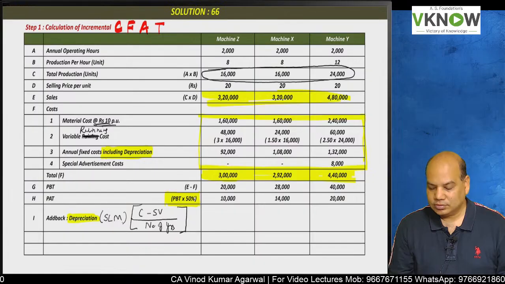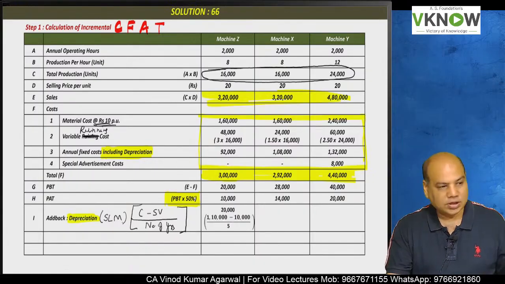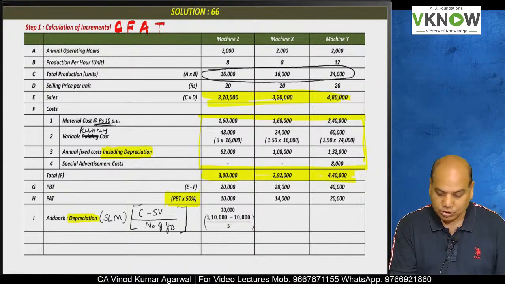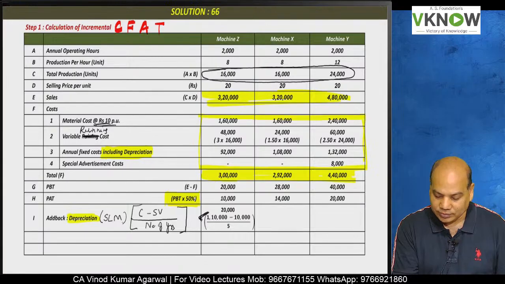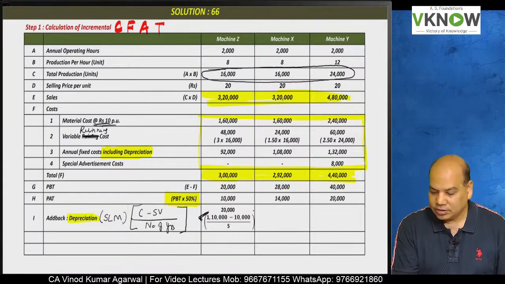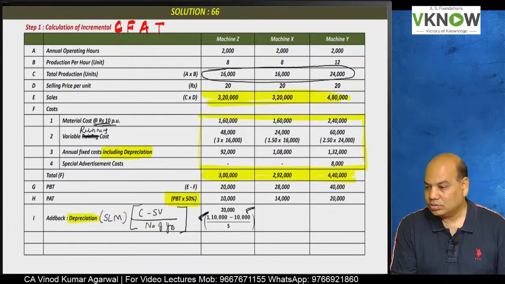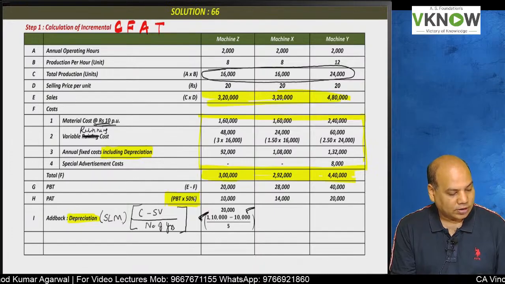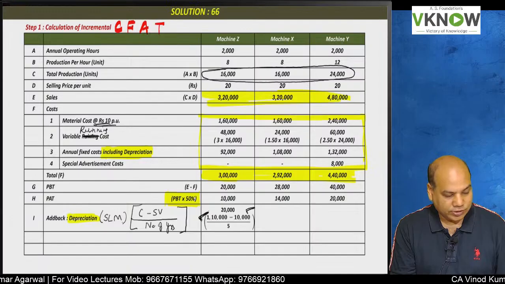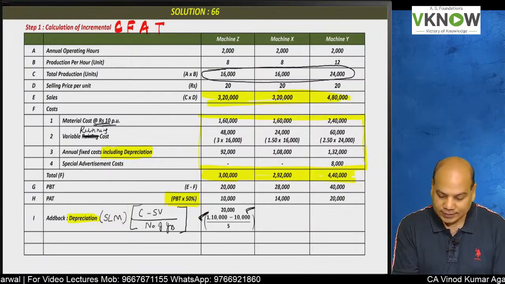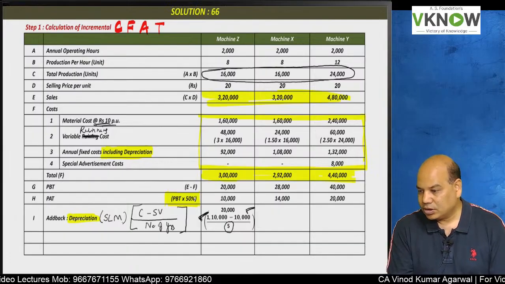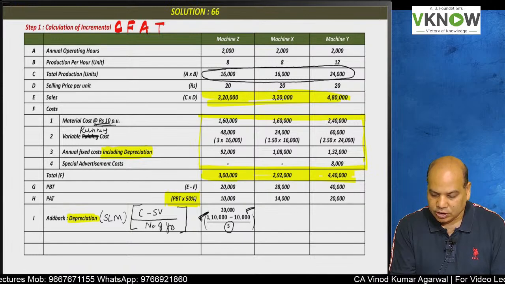For machine Z, be careful. In machine Z, the replacement cost or the sale value or the opportunity cost is given 1,10,000. So that number I will take minus salvage value 10,000, which is given in the last few lines, divided by remaining life 5 years. So that is 20,000. Working note should be written, later on you will forget.